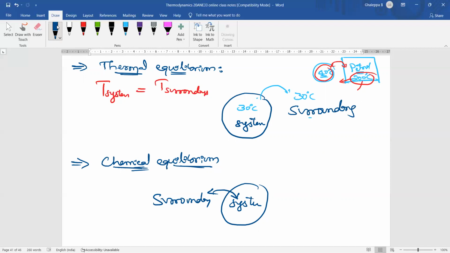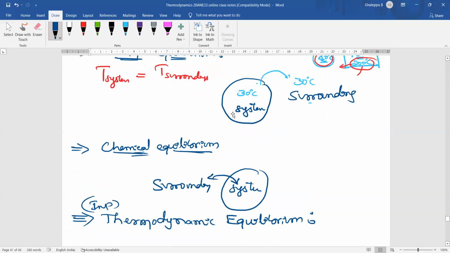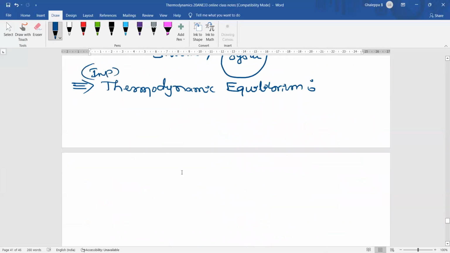Okay. Now the next point is the important thermodynamic equilibrium. They may ask you for 2 marks or 3 marks the definition of thermodynamic equilibrium. It is important. Thermodynamic equilibrium is when the system and the surrounding are in chemical equilibrium, thermal equilibrium, as well as mechanical equilibrium. You take any system, and that system should be in mechanical equilibrium with surrounding, thermal equilibrium with surrounding, and chemical equilibrium with surrounding. If all three conditions are satisfied, then you can say both the system and surrounding are in thermodynamic equilibrium.